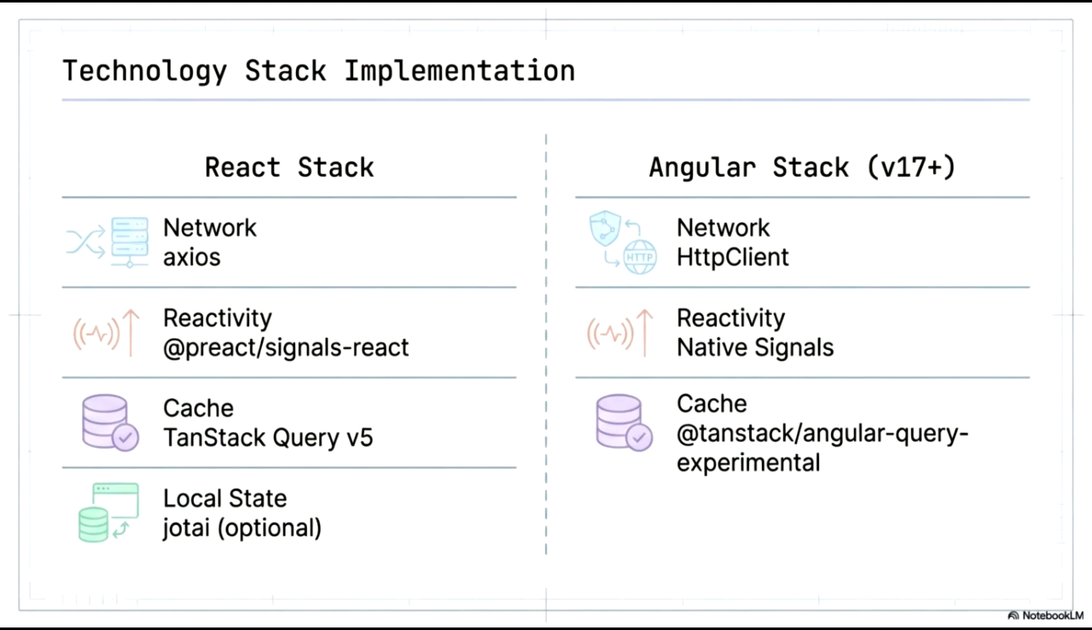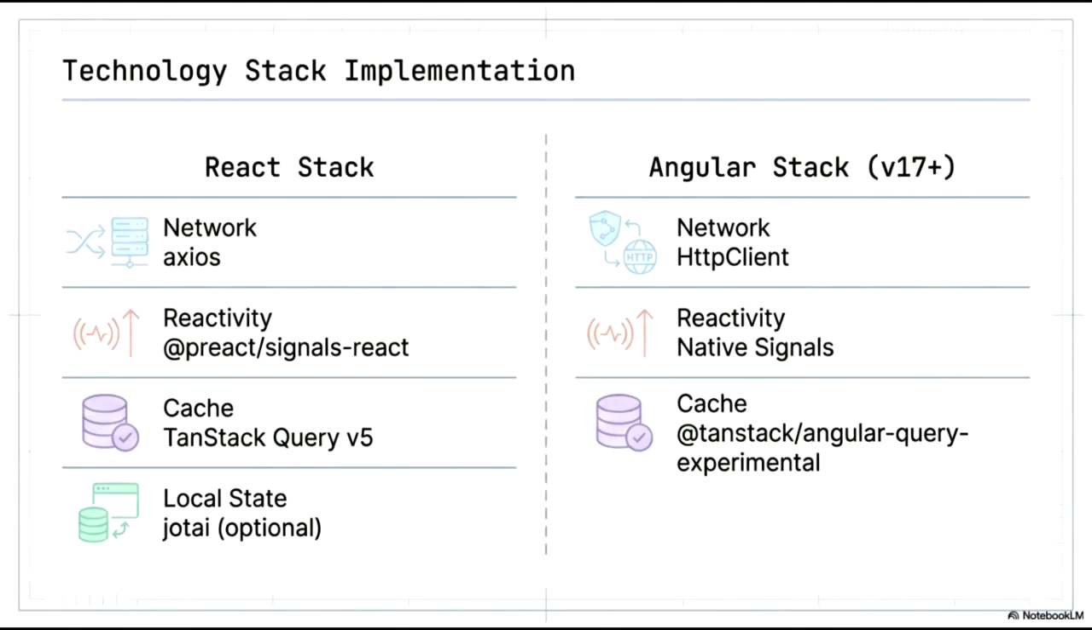On the React side, we utilize Axios for network requests and incorporate the Preact signals package for reactivity. For caching and server state management, we rely on TanStack Query version 5, with the option to use Jotai for more complex local state needs.